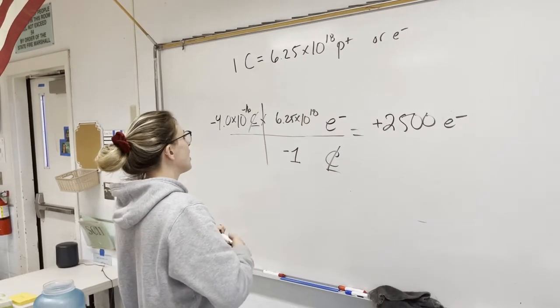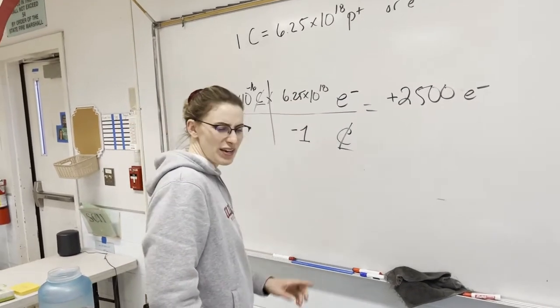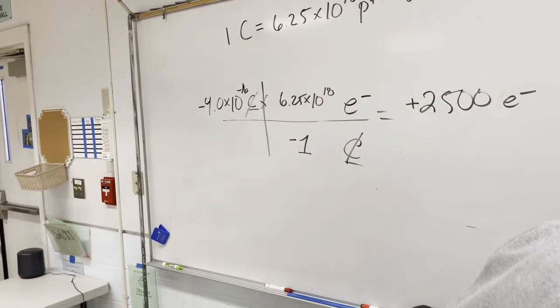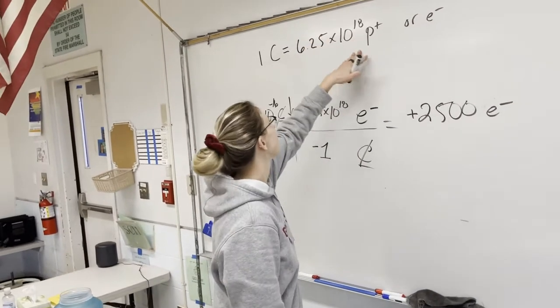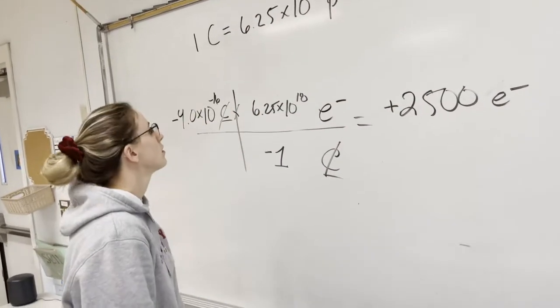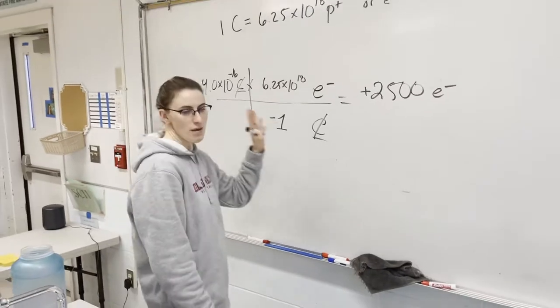All right, and this number right here, is this number supposed to be negative? Nope, that's the number of protons. That's the number of electrons. Oh yeah, you're right. The number of electrons is that, and the charge is negative. The coulombs charge is negative or positive. Okay, that makes sense.